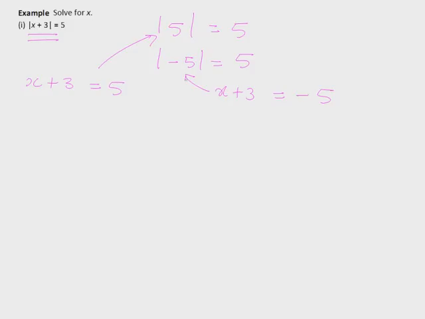So now I have two linear equations. I can solve them. This gives me x equal to 2. This gives me x equal to minus 8. And these should be my two solutions. Let's plug them in to be safe.